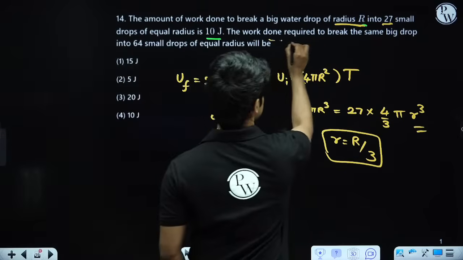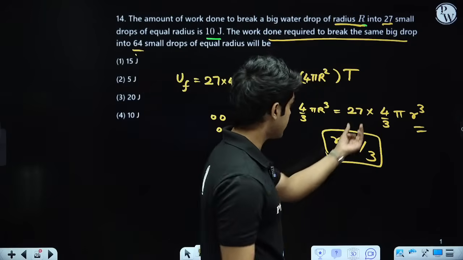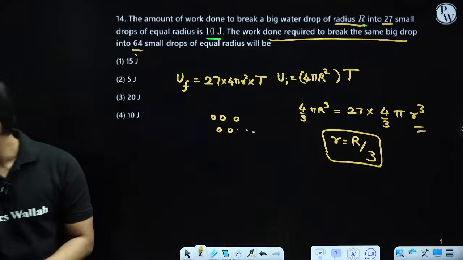Now in the second step, we break the big drops into 64. If you break it into 64, the new radius will be r by 4. So the calculation remains the same.